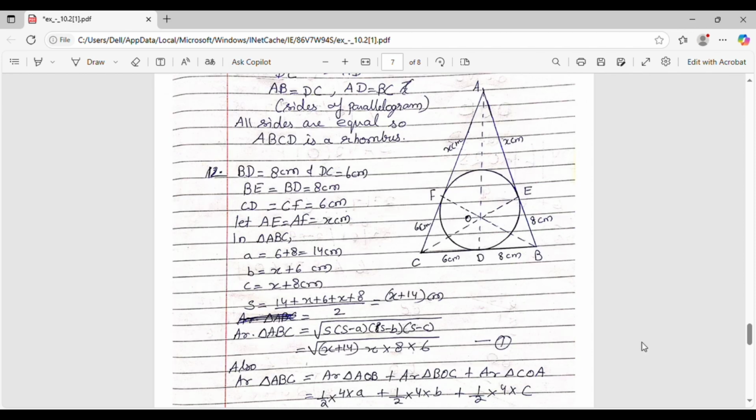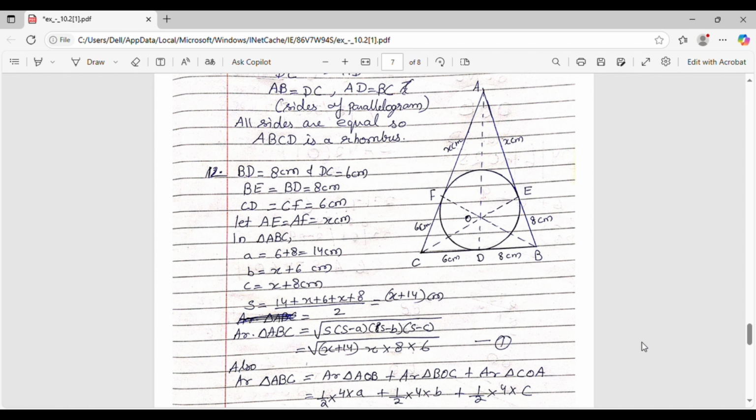Question number 12. A triangle ABC is drawn to circumscribe a circle of radius 4 cm such that the segments BD and DC, into which BC is divided by the point of contact D, are of length 8 cm and 6 cm respectively. Find the sides AB and AC.